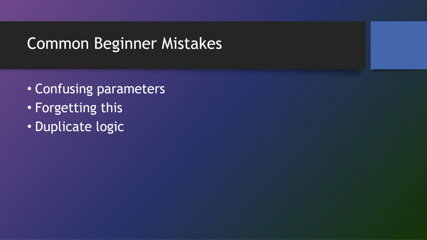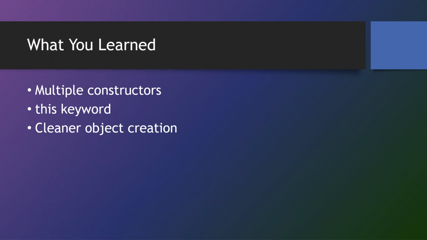You now understand why multiple constructors exist, how C# chooses the correct one, what the this keyword does, and how to write cleaner object setup code.